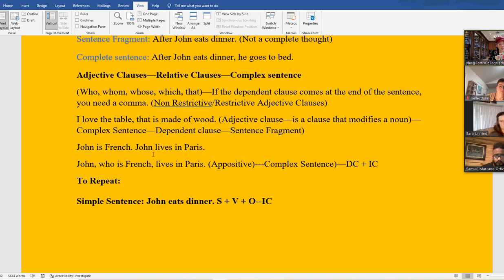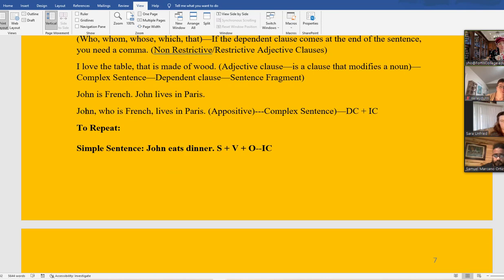John is French. John lives in Paris. Why should we have John and John and John? So if you have two sentences with the same subject, you can combine those two sentences together and you would end up with John, who is French, lives in Paris. So when you use a who clause, which is an adjective clause because who is French modifies John, you use it when you have two subjects that are the same, so that way you can combine two simple sentences together. Then you have to have two commas.